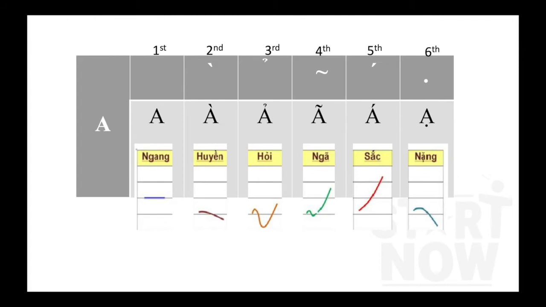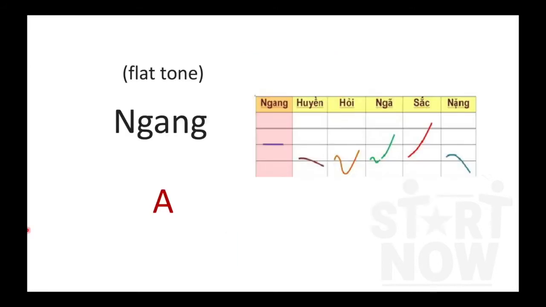Now luckily for us, in the south, the 3rd and 4th tone merge into a very similar sounding tone, which we will look at a little bit later in the lesson. So let's start with the 1st tone, which is the no tone or flat tone, which in Vietnamese is called ngang, a, a. So you can hear when we say this, we have to stay completely flat.